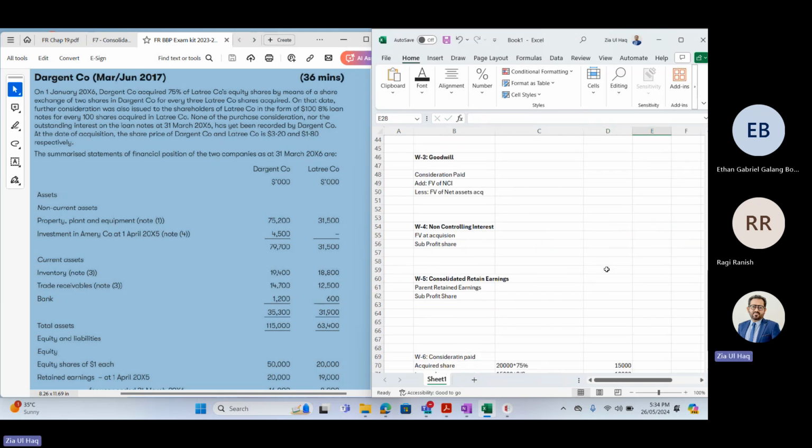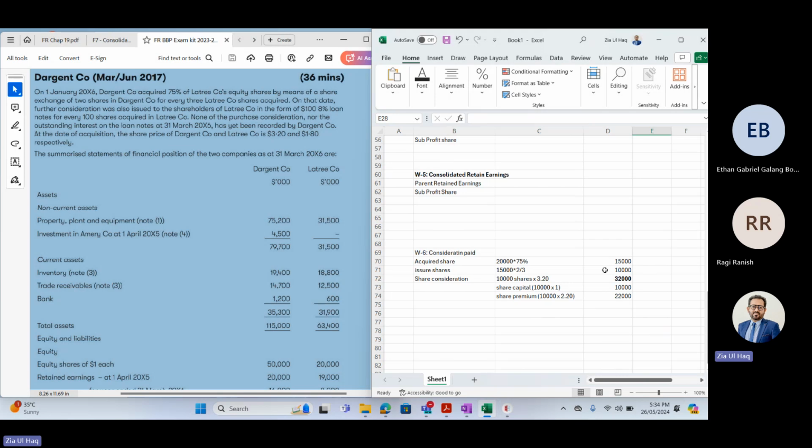Okay, move towards working again. So share consideration we have calculated 32,000. Now we need to calculate consideration for loan note. What's the information? On that date, further consideration was also issued to the shareholders of Lottery Company in the form of $108 loan note for every 100 share acquired in Lottery Company. How many shares did you acquire of Lottery Company? 15,000.